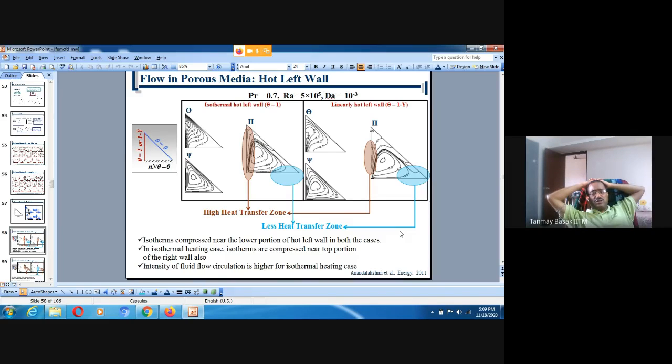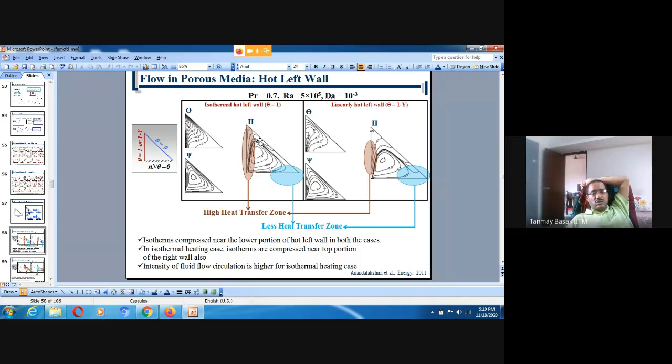So these are the typical calculations for the flow in porous media. The Prandtl number is 0.7, Rayleigh number 10 to the power 5, Darcy number 10 to the power -3, and we have shown the temperature, psi and pi. You can see for the heat functions how more and more heat lines are concentrated. Concentrated focus means a high transport zone.